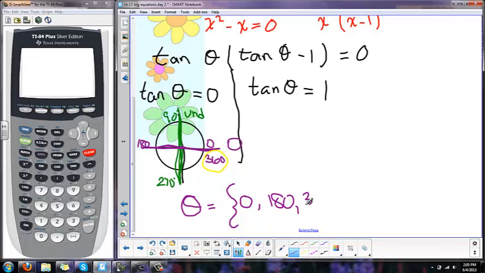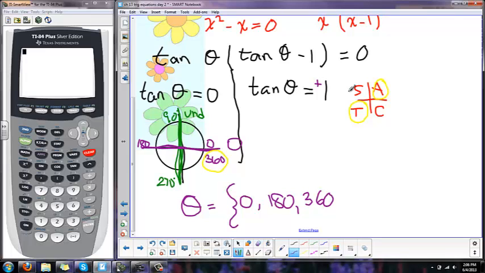But I'm not done because I still have another answer right here. Now, tangent theta is equal to a positive 1. And because it's a positive 1, I'm going to do all students take calculus and figure out where tangent is going to be positive. Tangent is positive in the first quadrant and in the third quadrant. So I'm going to have 2 answers there and there.